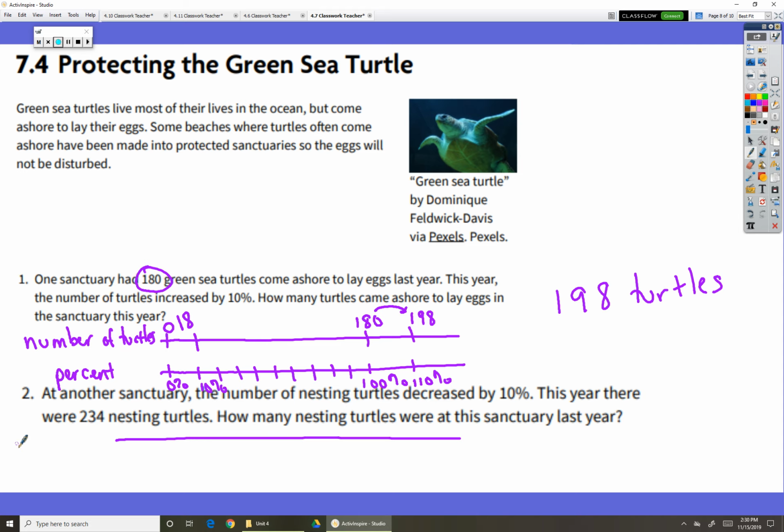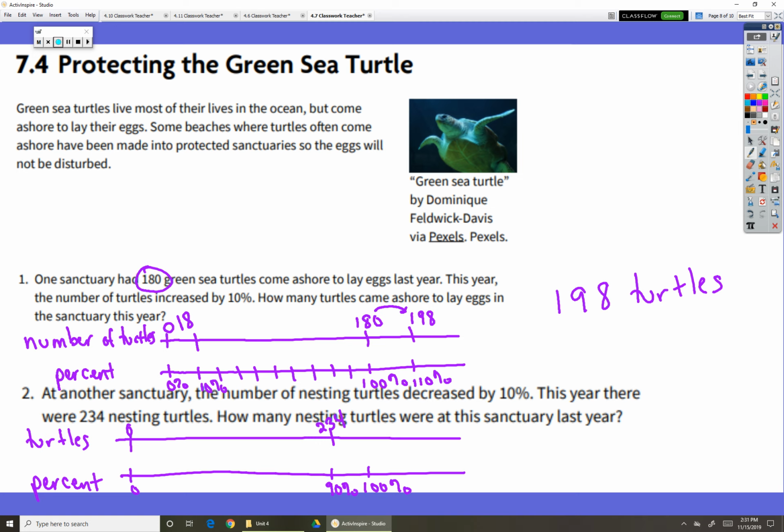So let's set this up the same. We've got the number of turtles and the percents. So we'll have a 0 and a 0. We're going to have 100% on here somewhere. It's just not going to go with the 234. Now it says the number of nesting turtles decreased by 10%. So let me just go down 10% from 100%. That's going to be 90%. That's where the 234 is going to go.